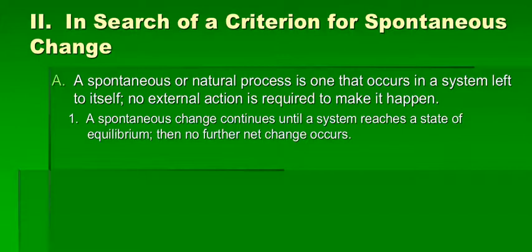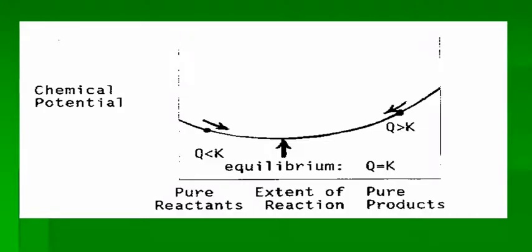A spontaneous process is one that occurs in a system left to itself. This spontaneous change will continue until the system reaches a state of equilibrium. Now we're going to discuss equilibrium later. At equilibrium, Q equals K. But the point is, a spontaneous process is going to continue until we reach this state of equilibrium.